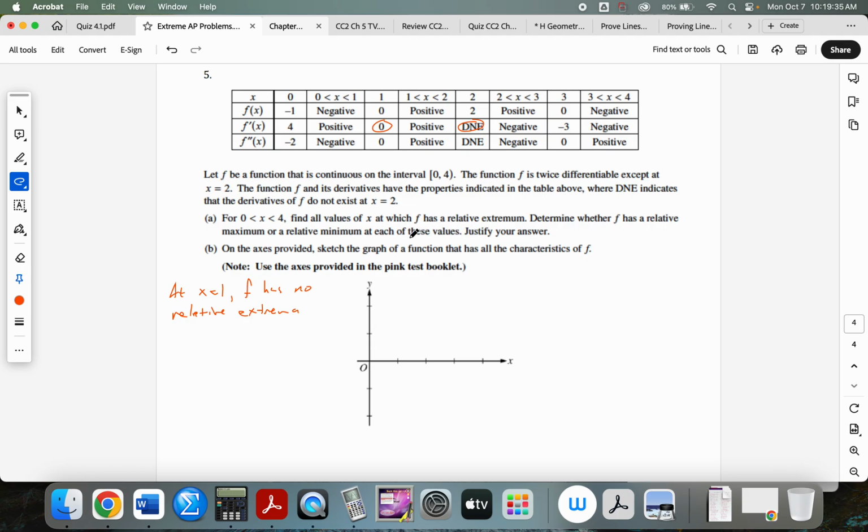And then at x is 2, what happens? What does f have? Local max. Yeah, a local maximum. Because f prime changes from positive to negative.